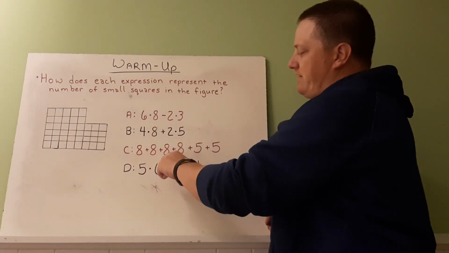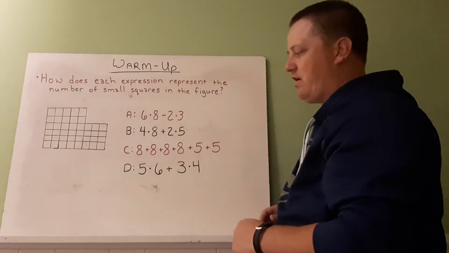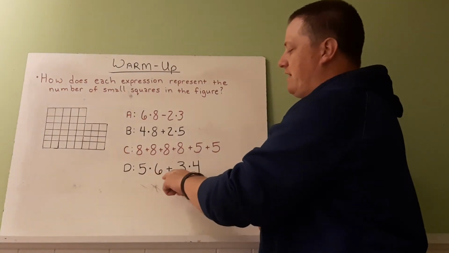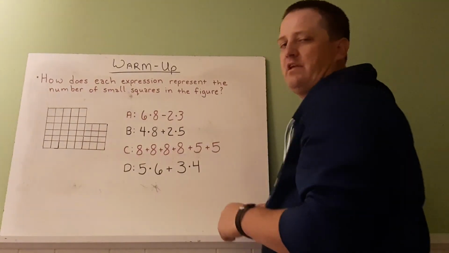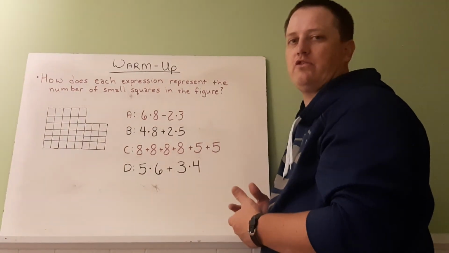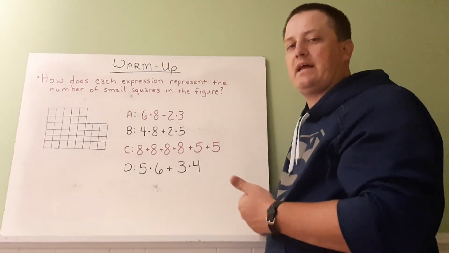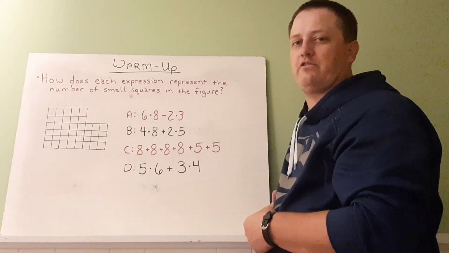8 plus 8 plus 8 plus 8 plus 5 also represents this drawing, and 5 times 6 plus 3 times 4 represents this drawing. Try to come up with how each of these 4 represents the drawing, explain how you came up with your decisions, and then bring that to class tomorrow. That will start our discussion. Thanks.